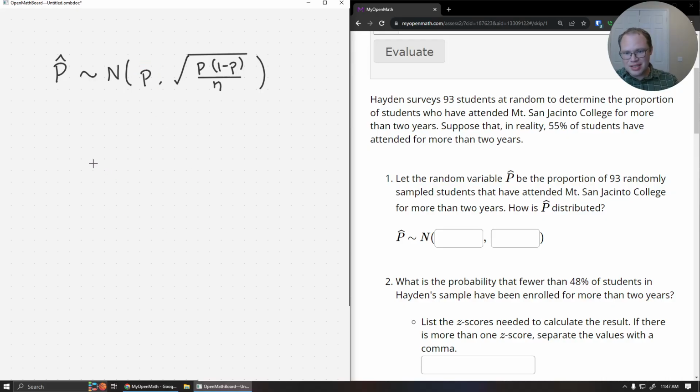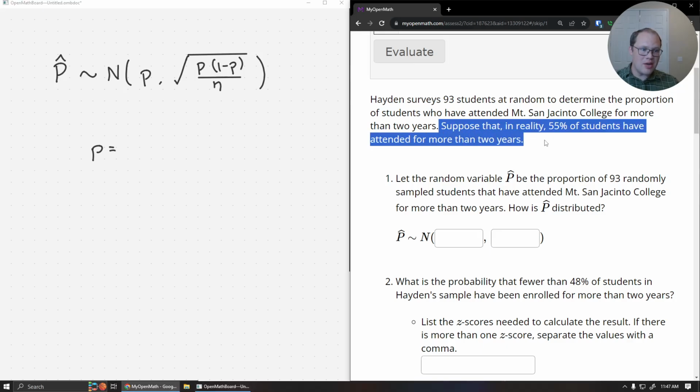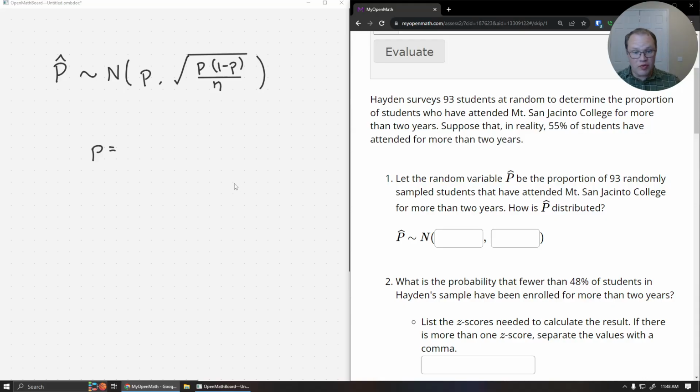Well, it tells us this in the problem. It tells us that p is 55%, right? Suppose that in reality, 55% of students have attended for more than 2 years. That is the population proportion. That is what the actual proportion of students who have attended for more than 2 years is in the population. So 55%, we want to write that as a decimal. 0.55. So that is our first quantity here. That's our value for p.